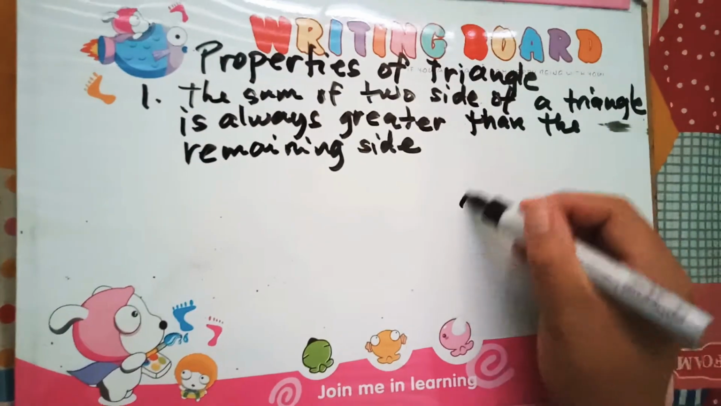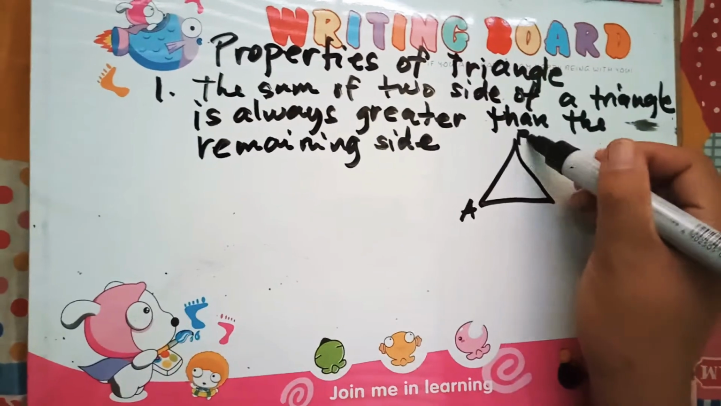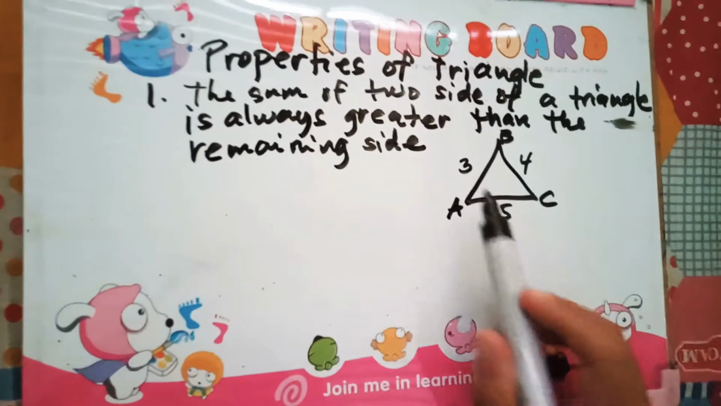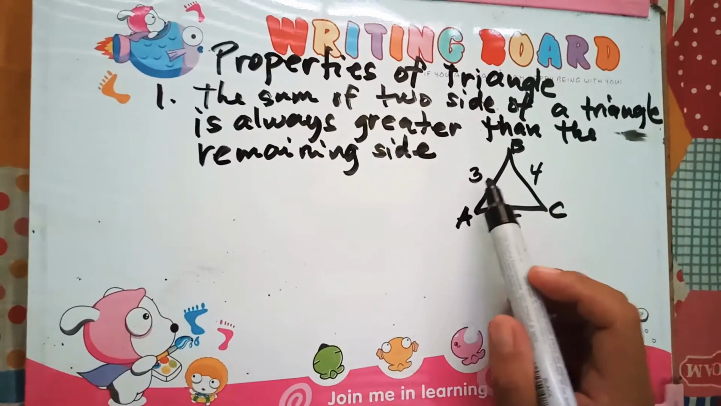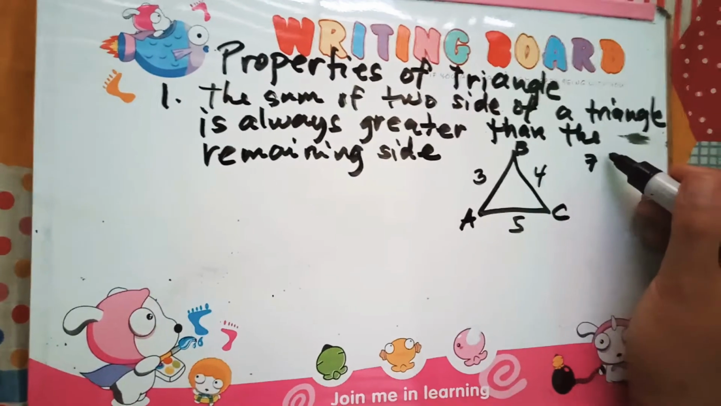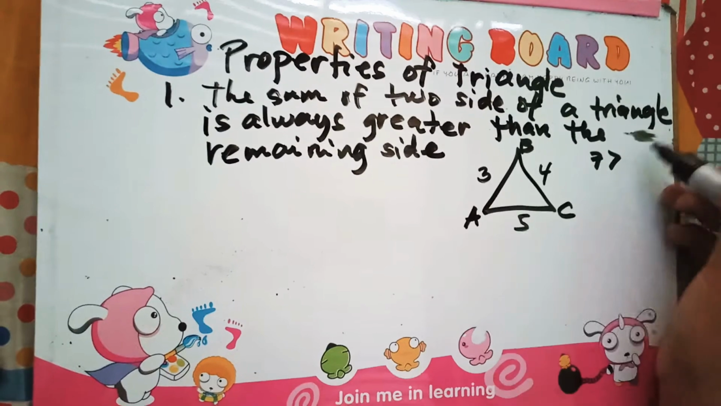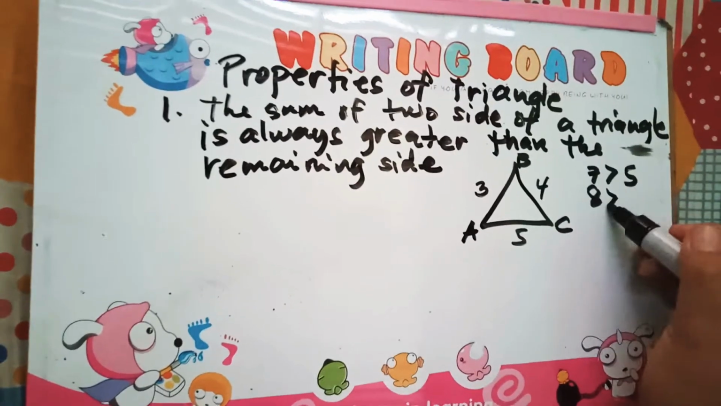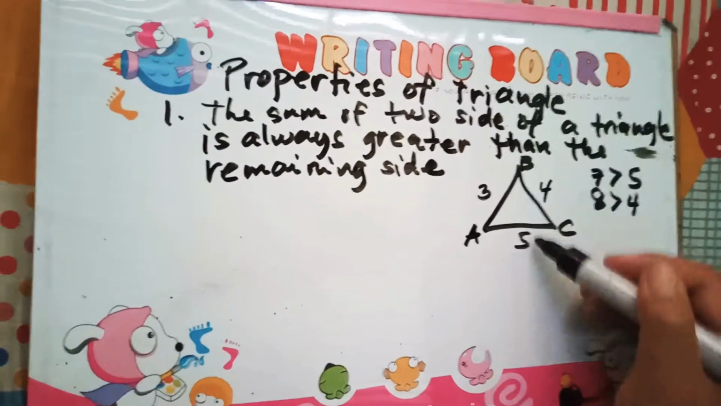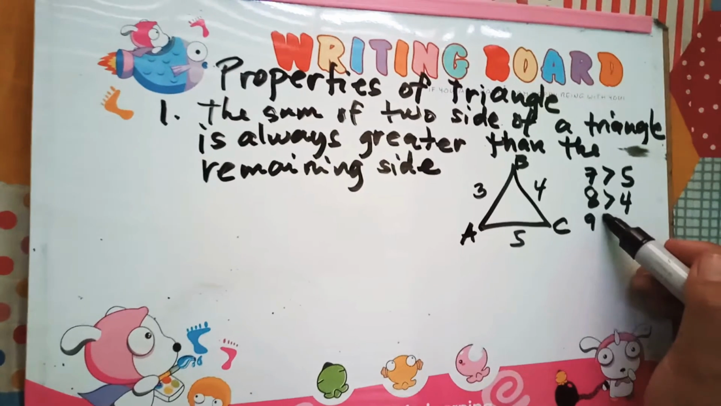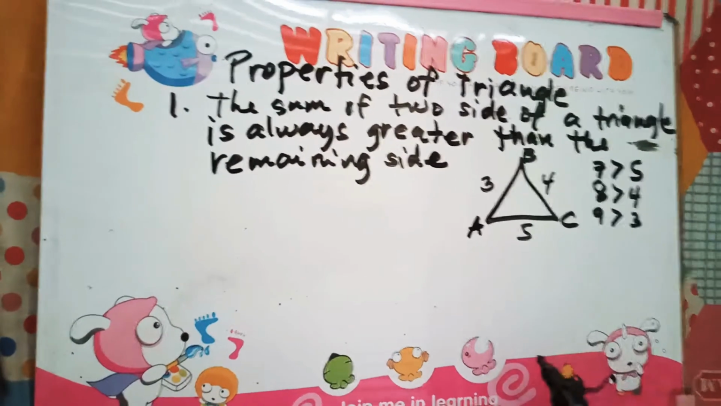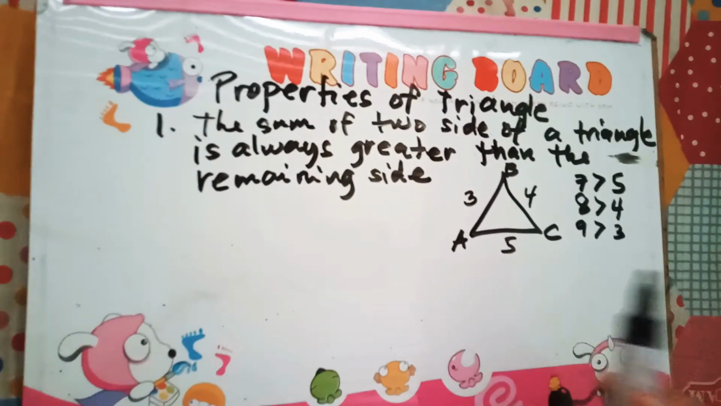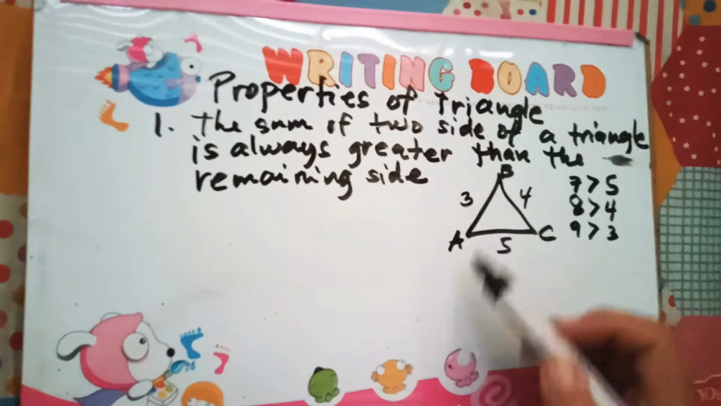For example, you have triangle ABC with sides 3, 4, 5. 3 plus 4 is 7, which is greater than 5. 3 plus 5 is 8, which is greater than 4. 4 plus 5 is 9, which is greater than 3. So when you add any two sides, the sum is always greater than the remaining side, whichever two you add.